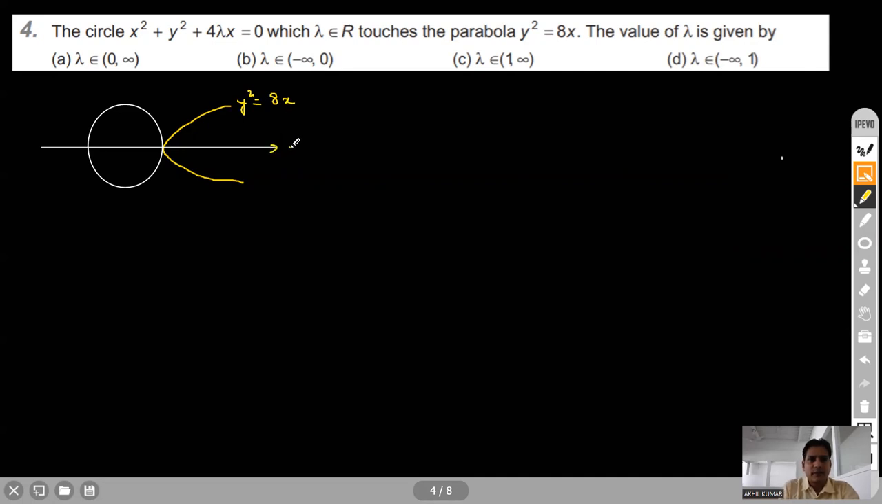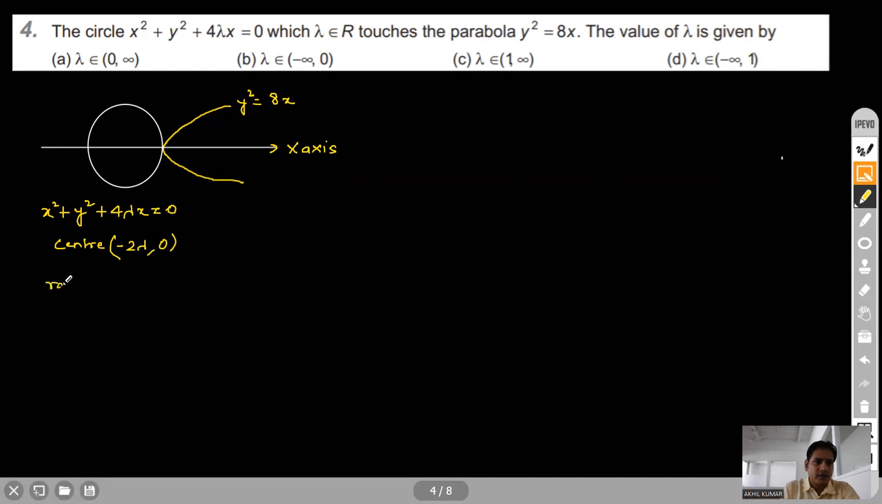What does it mean? The axis of this parabola will be the x-axis. And this circle is given by x square plus y square plus 4 lambda x is equal to 0. Okay. So no y terms means its center will lie on the x-axis itself. And what will be the center of this circle? The center of this circle will be 2 lambda with negative sign, that is minus 2 lambda comma 0.